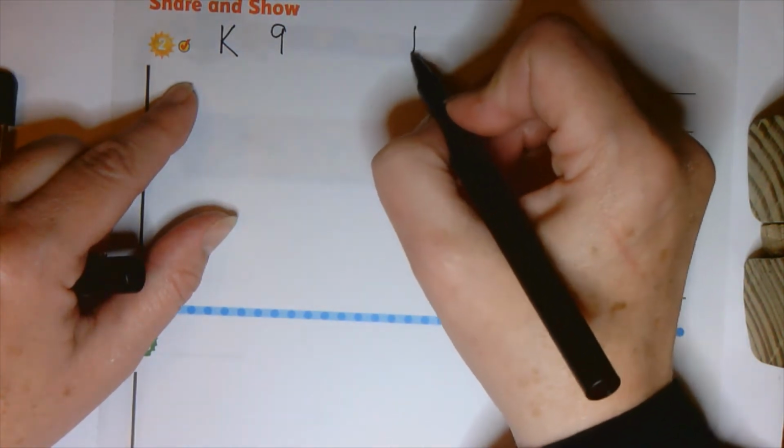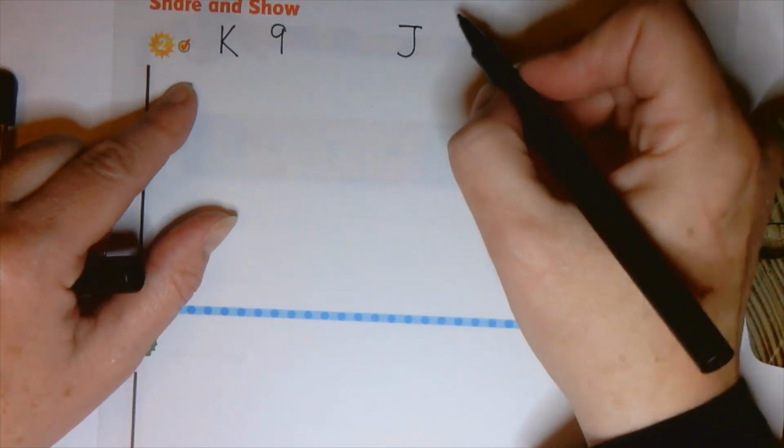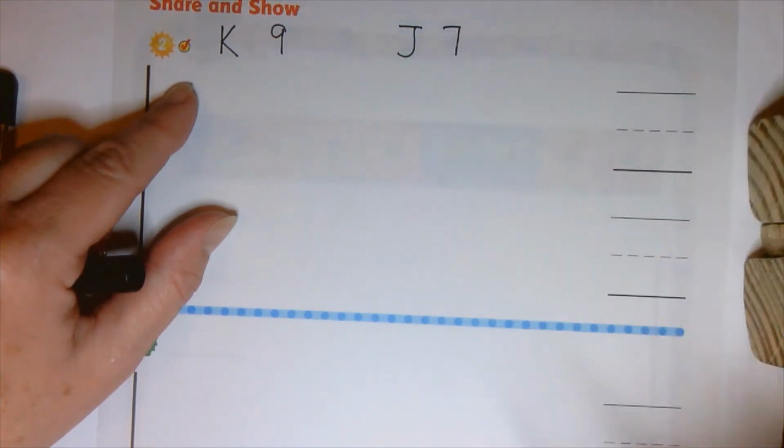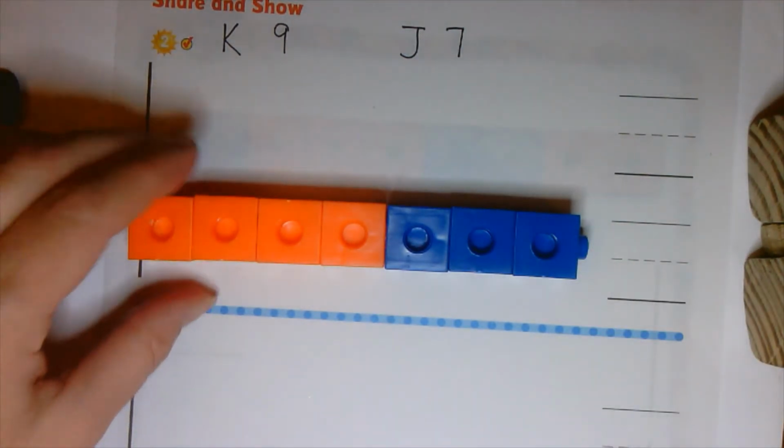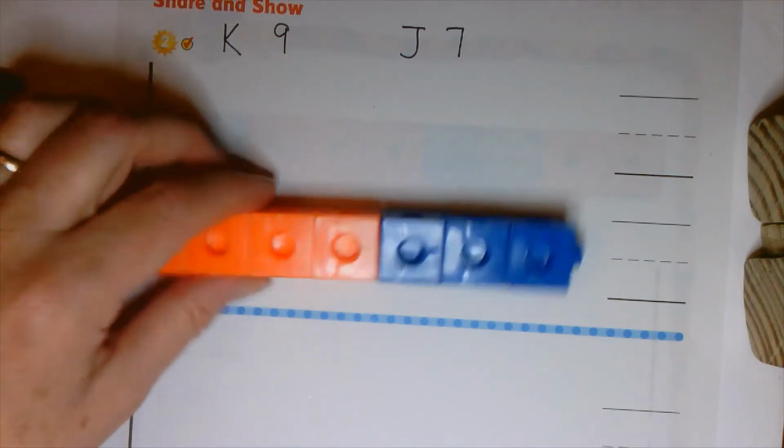There's also a boy named Jared. And Jared has 7 tickets. Who has more? Now, I know that you just look at this and you know which one is more. But remember, what we're really practicing right now is how to use our cubes to model that. So I have 8 here. I can't even model Kyle's, can I?